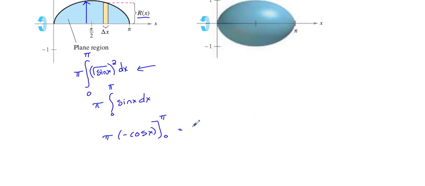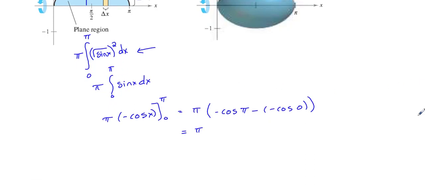All right, and then that's not too bad. Pi times negative cosine pi minus negative cosine 0. Mr. Bonney, why is this pi out in front? And we have pi up here. Well, pi is part of the formula, and then pi is part of the boundaries. Don't confuse the two.